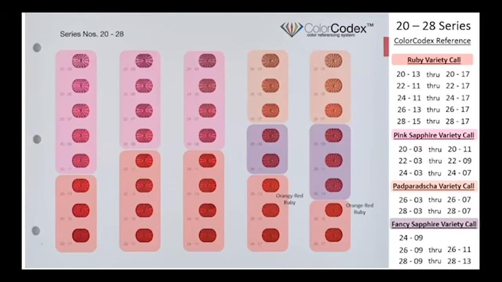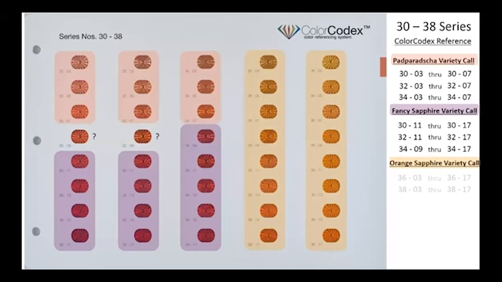Same with the column next to it. You have 2209 and 2211. So if you have a stone that falls at the designation of a 2210, again, you're looking at a situation where these are the real borderline stones. What you also find on this page is the first border for the distinction and the transition from a pink sapphire to a padparadscha. So from an orangey pink sapphire to just what would be classified as a pink sapphire.